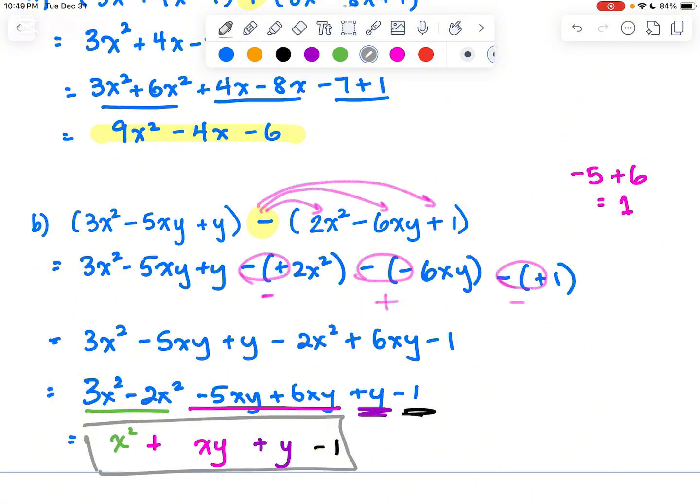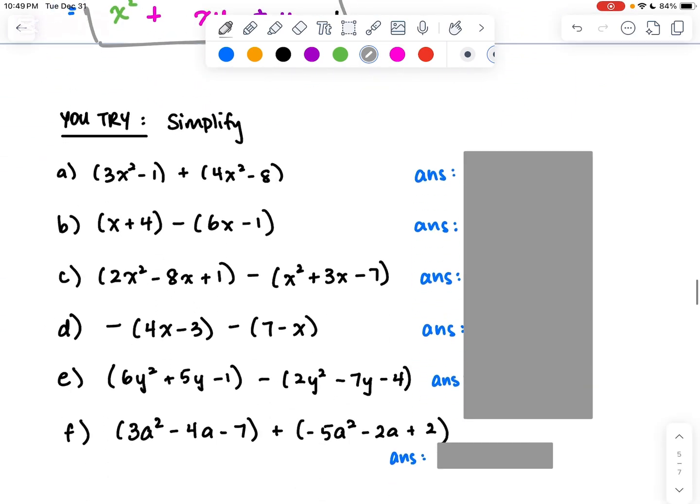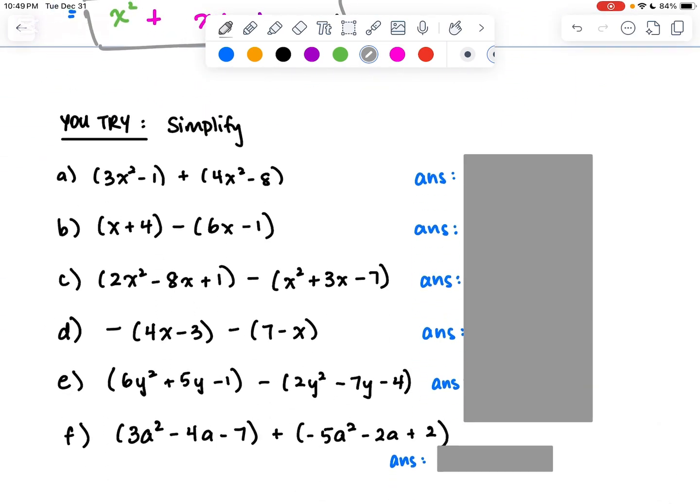These are each unlike terms, and so we can't go any further. So that's our answer. All right, you try.